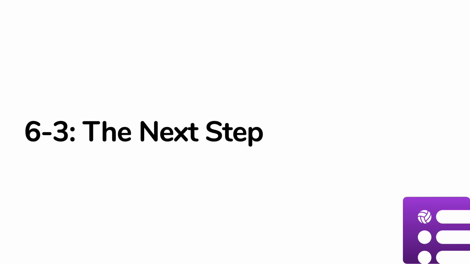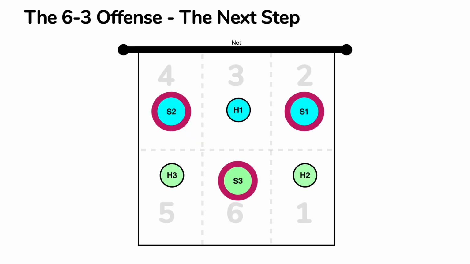So for the next step, we're going to start thinking about getting them ready for moving on to more advanced systems, like a 5-1. And there's lots more movement involved, and a little bit more thinking. There are more hitters involved as well in the front row. So let's go take a look at that.